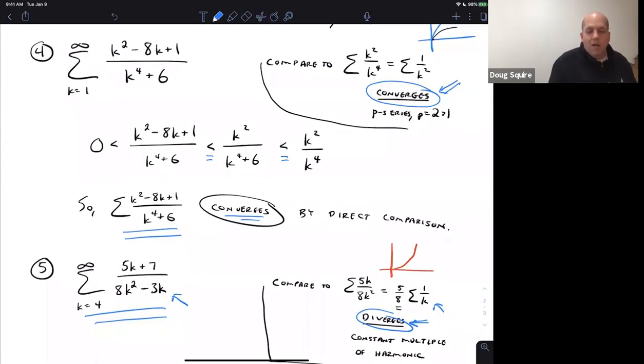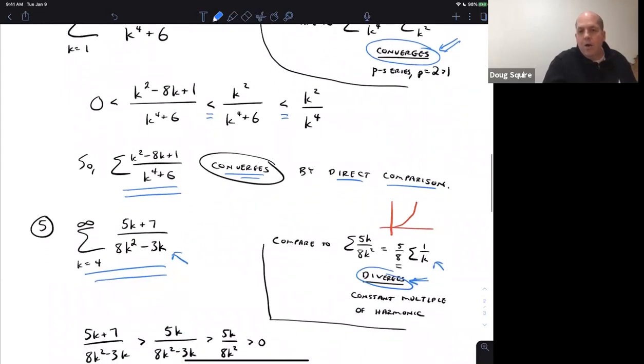If the inequality is the way you want it, so if you want it to be smaller and it is, or if you want it to be bigger and it is, you can use direct comparison. If it's not the way you want it, then you use something called the limit comparison test, which we'll talk about in a few minutes.